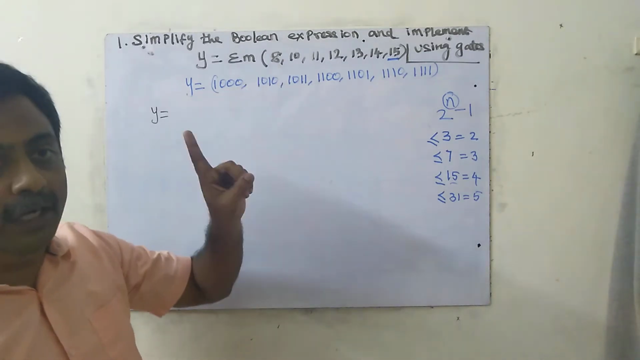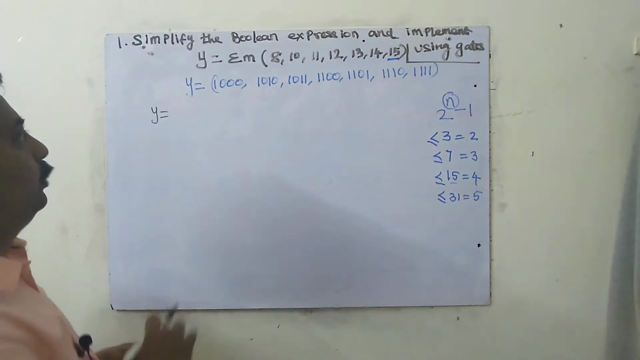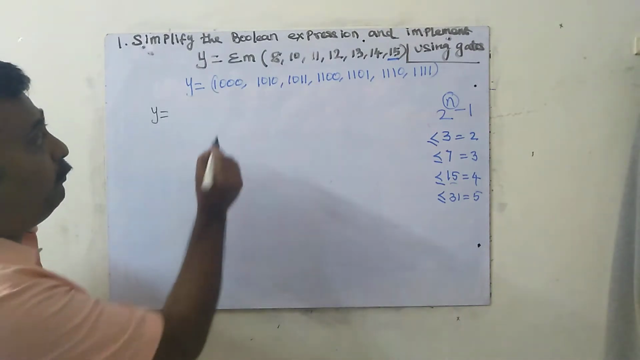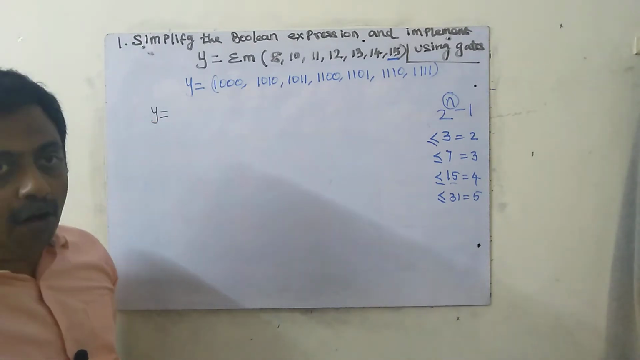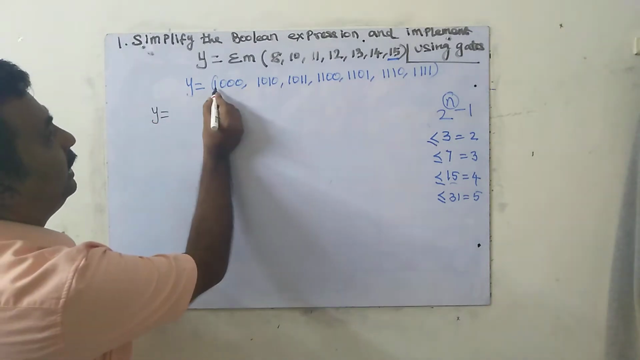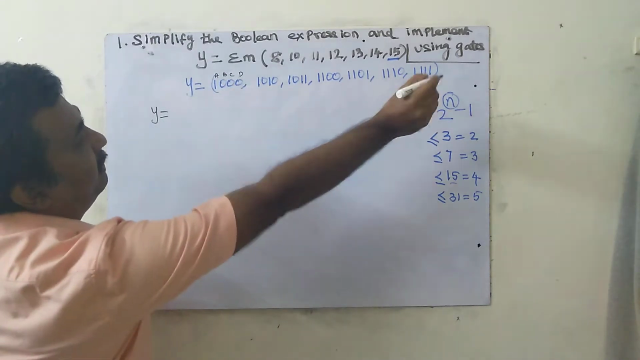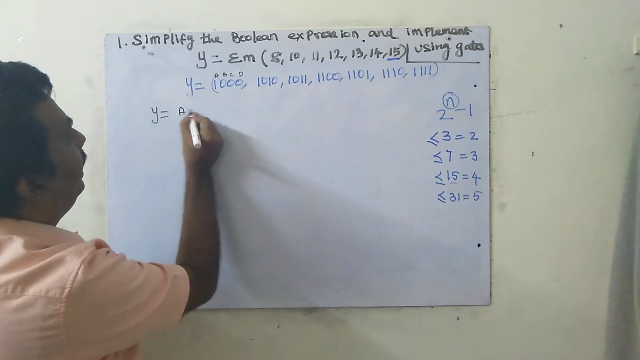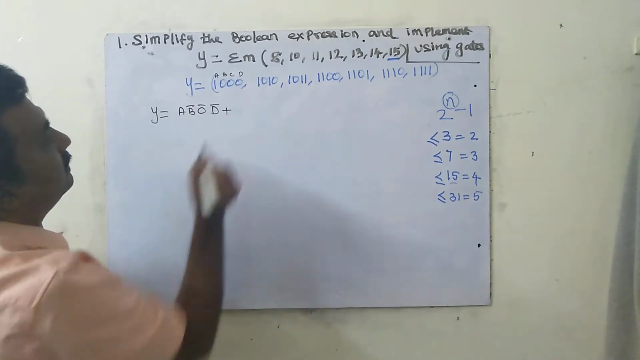Wherever I am getting 1, I have to write the equation. Here, in this location, I need 1. So in canonical SOP form, 1s are given with unbarred letters and zeros are given with barred letters. So this is A, this is B, this is C, this is D. Likewise for everything. So this is A, B bar, C bar, D bar plus this term.